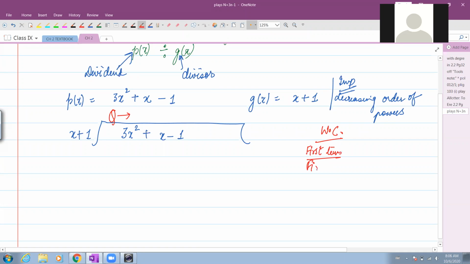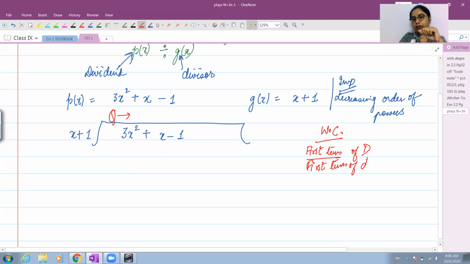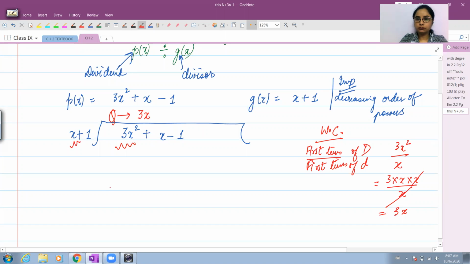First term over the first term: the first term of your dividend and the first term of your divisor. This is 3x square over x. So taking the first term with the first term, this is a monomial divided by a monomial, which you have done earlier. I hope this is easily done. If I had to write this, x gets cancelled with x, you have 3x. This will be your first term in the quotient.